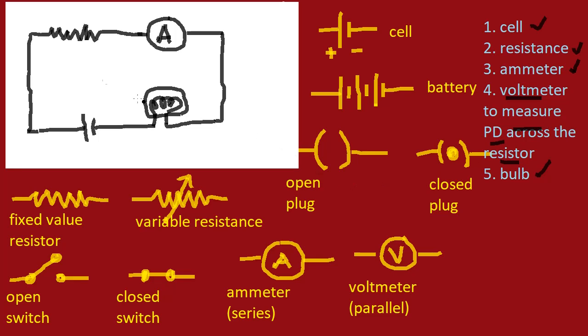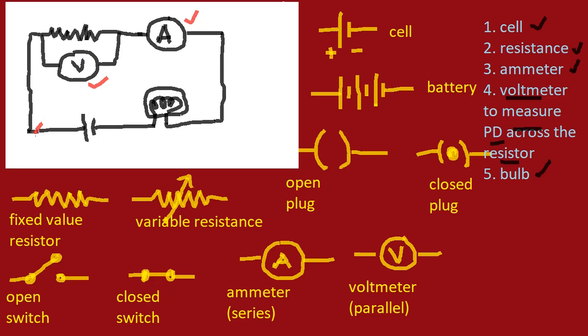Now this thing is to be kept in mind, that the voltmeter has to be connected in parallel to the device whose potential difference is to be measured. So the voltmeter is connected in this way over here. So you just take note of the fact that the ammeter is connected in series and the voltmeter is connected in parallel to the device whose potential difference is to be measured.